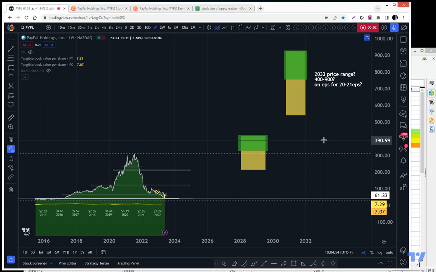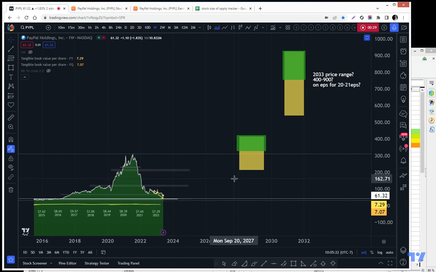PayPal stock. Could this thing be a 15 bagger or a 20 bagger? Could this thing be $900 stock sometime in the future? My math says possibly. And the way you do it is you just do some Peter Lynch math. You do some Warren Buffett future discounting of intrinsic value. And you might get the same information that I'm getting.